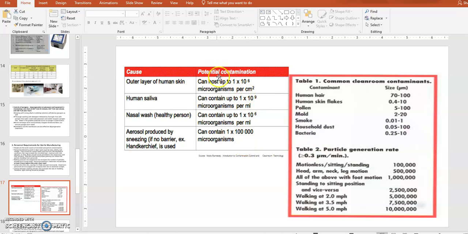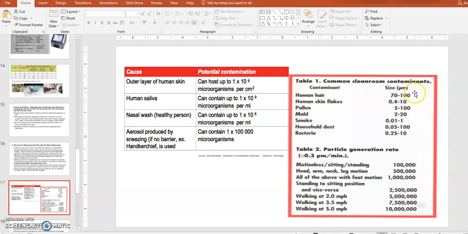So, potential contamination, outer skin. You may have a bunch of these microorganisms. Human saliva, even more, 10 to the 9th, 10 to the 6th. Nasal wash instead of nostril, almost the same as your skin. And aerosols produced by skin, sneezing, you spit a lot, right? Can contain about 100,000 microorganisms.